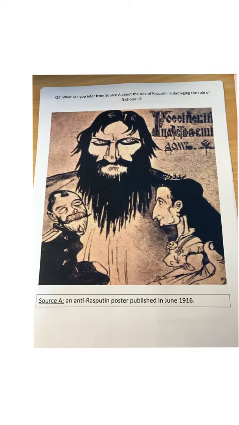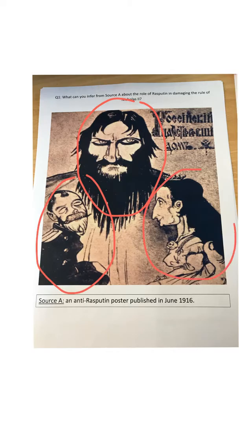Again, this is a 4-mark question, the first question you'll face in your Russia exam. What can you infer from Source A about the role of Rasputin in damaging the rule of the Tsar? This is Rasputin, and then you have the Tsar Nicholas II and the Tsarina on the right-hand side. So you need to make two inferences about how the role of Rasputin damaged the rule of Nicholas II.